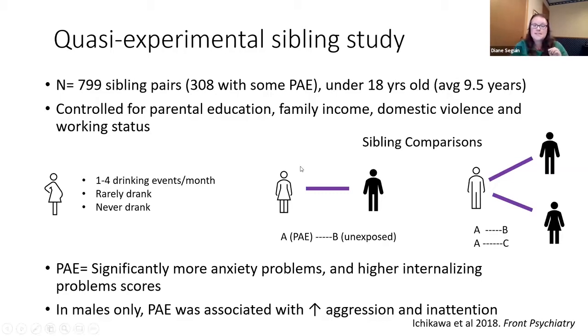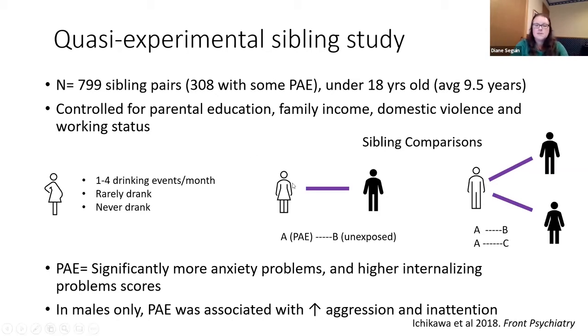study set up here to look specifically at the effects of low alcohol exposure. And because they're using a sibling study, they can actually control for some confounding variables that we see in other studies, such as parental education, family income, domestic violence, and working status. These are all variables that we know can influence the behaviors that we're interested in.